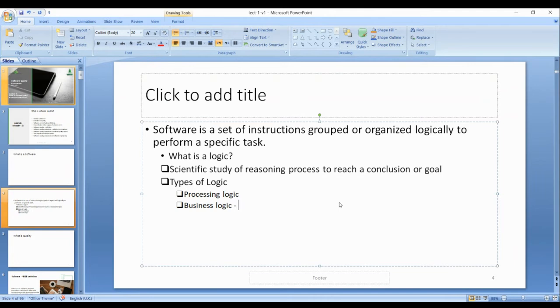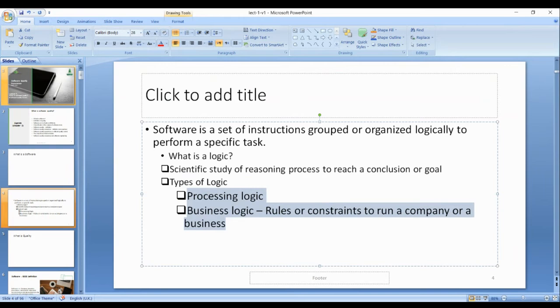Business logic: rules or constraints of a company or a business. Rules or constraints to run a company or a business.